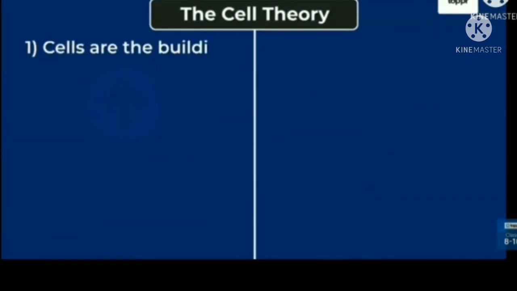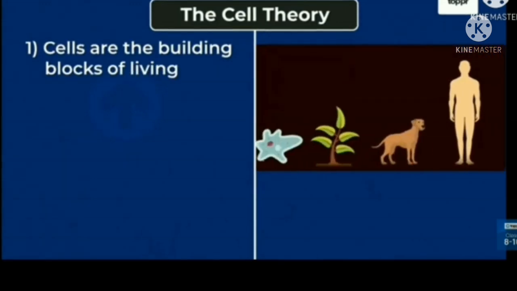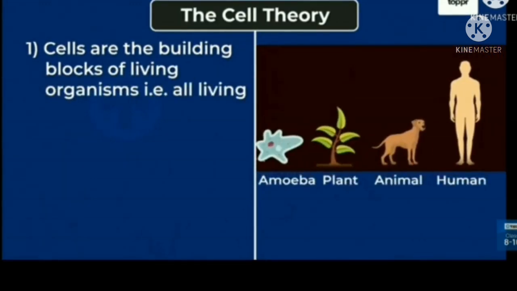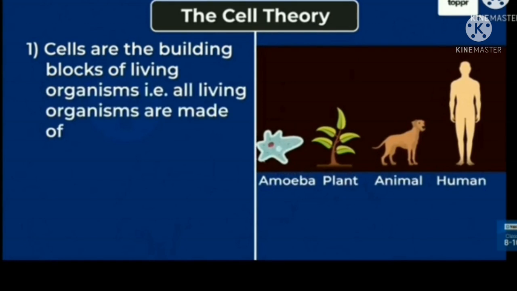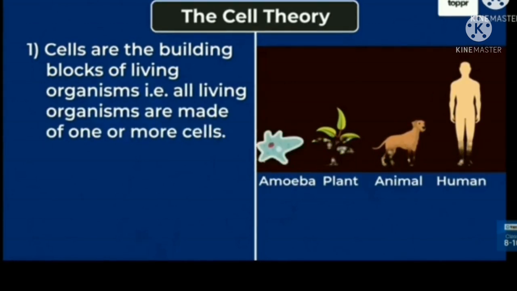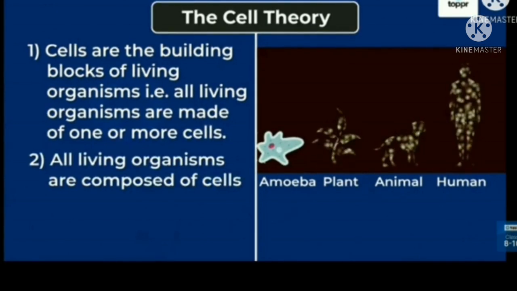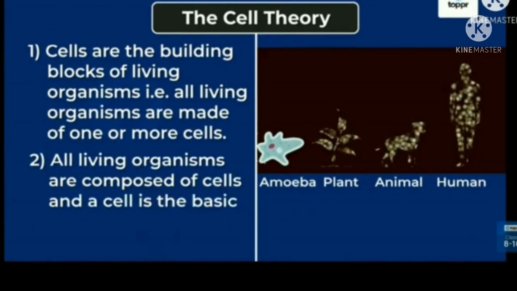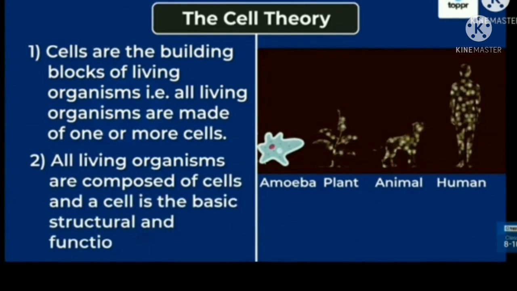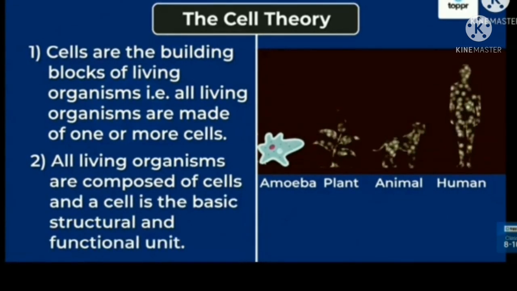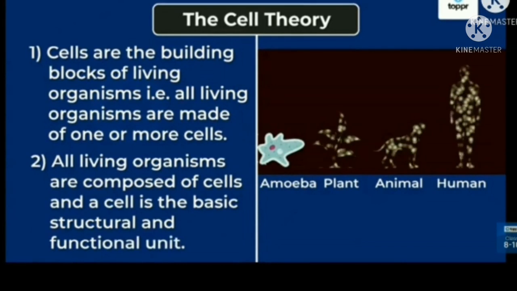This theory said two things. One is cells are the building blocks of living organisms, that is, all living organisms are made of one or more cells. All living organisms are composed of cells, and a cell is the basic structural and functional unit. Let us try to understand the second statement.